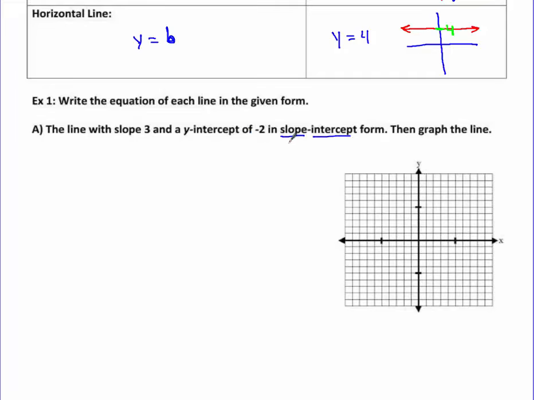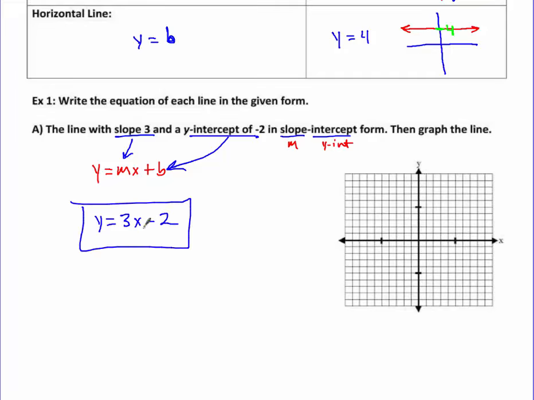So to do that, we need the slope and we need the y-intercept. And we need to put it into this y equals mx plus b slope-intercept form. Well, the slope of 3, that's the m. The y-intercept of -2, sorry, that's the b. The slope is the m. So, real simply, this is the easiest kind. We write y equals 3x minus 2. And that's an equation of a line with slope 3 and y-intercept of -2 in slope-intercept form.